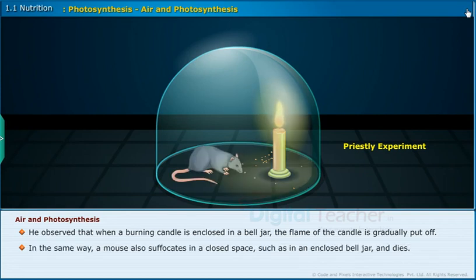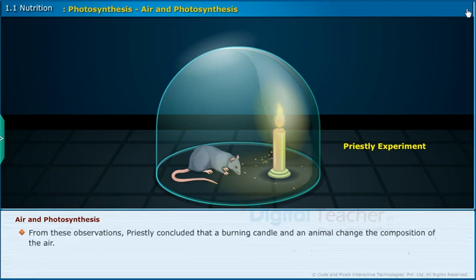In the same way, a mouse also suffocates in a closed space, such as an enclosed bell jar, and dies. From these observations, Priestley concluded that a burning candle and an animal change the composition of the air.